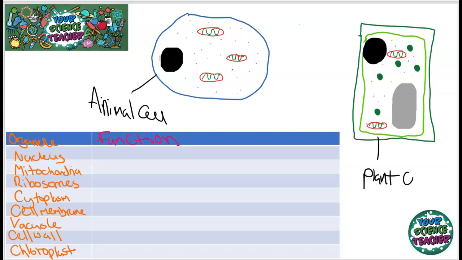Now, this might be more complex than the original model of a cell that you looked at in Key Stage 3. And there's a few more extra organelles that you might need to look at. So let's go through each organelle and what they do. This big black object here is known as the nucleus. And what the nucleus does is it holds the DNA for the cell. It's basically the brain of the cell.